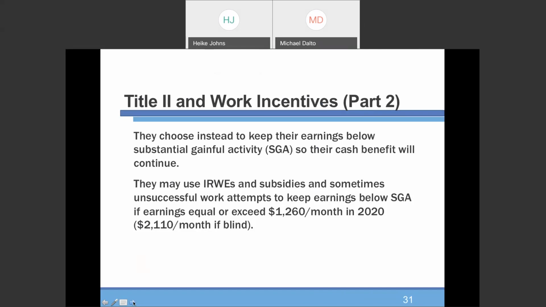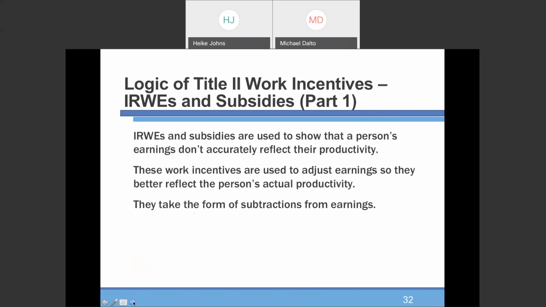So if they are earning or could earn more than $1,260 a month in 2020, more than the SGA dollar amount, or if they're blind, if they meet Social Security's definition of statutory blindness, they could earn more than the blind SGA amount of $2,110 a month, but still not be doing SGA with the help of these work incentives.